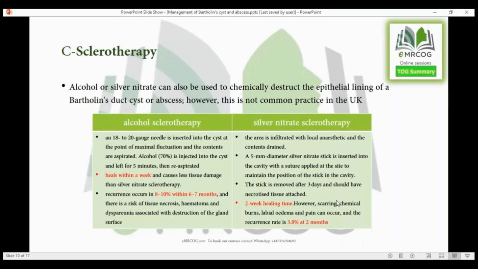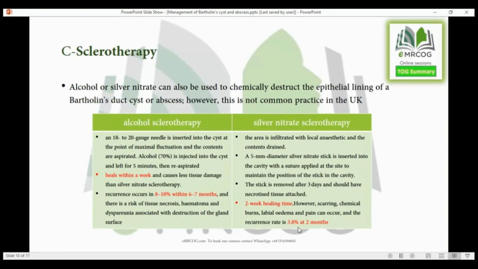Silver nitrate is going to need 2 week healing time and a very high recurrence rate, 3.8 in 2 months only. It can cause also burns, scarring, edema, and pain. Not only this, the stick is removed after 3 days. Why? Because this is how it works.